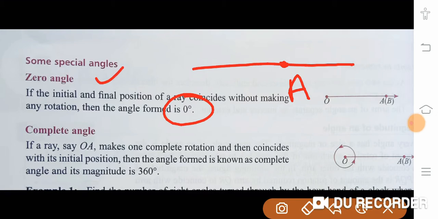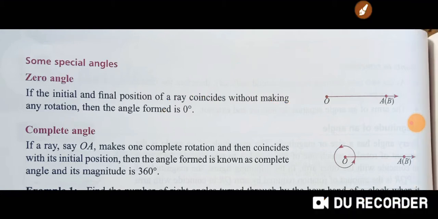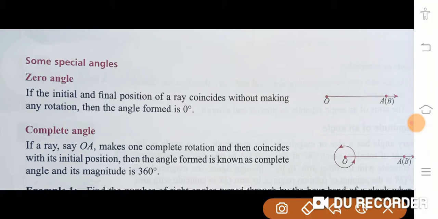But suppose any rotation will be there, from initial to final, meaning the initial and final will be at the same point, then how much angle? 360 degree angle will form. That is said to be the reflex angle. But here, without making any rotation, that is why it is 0 degree.